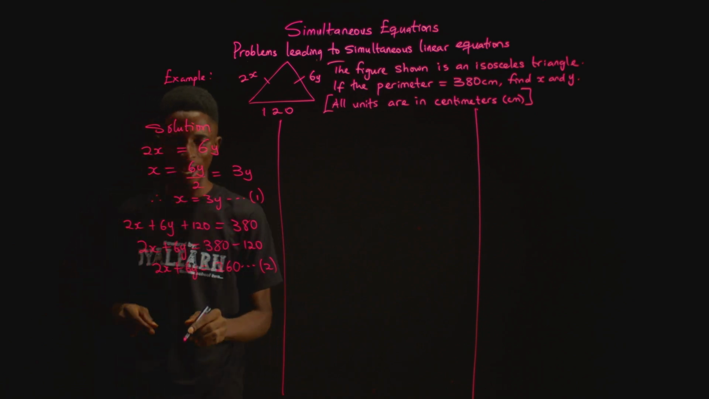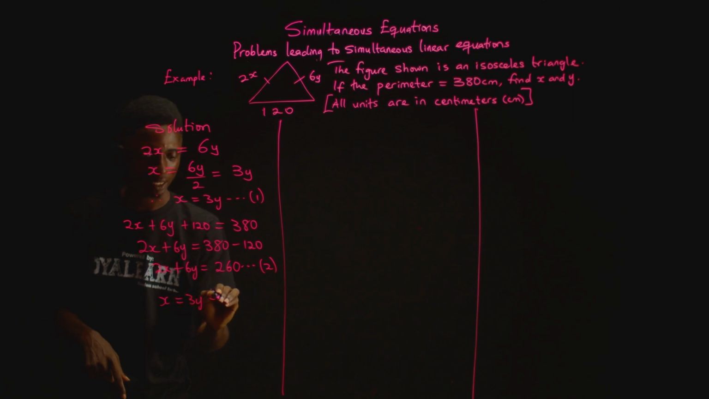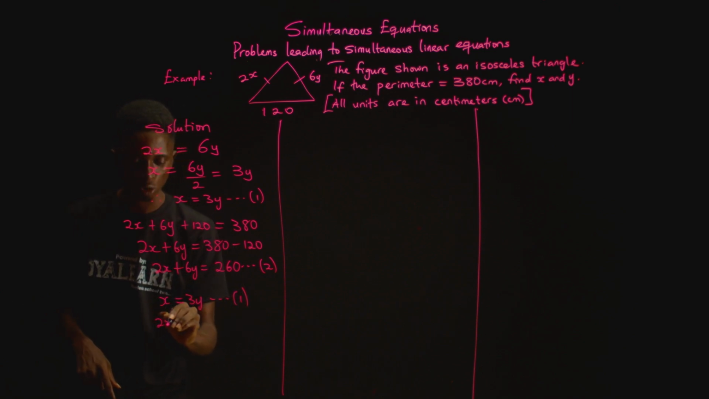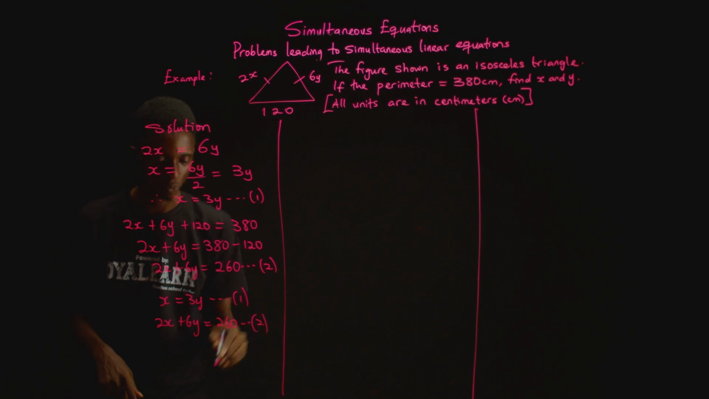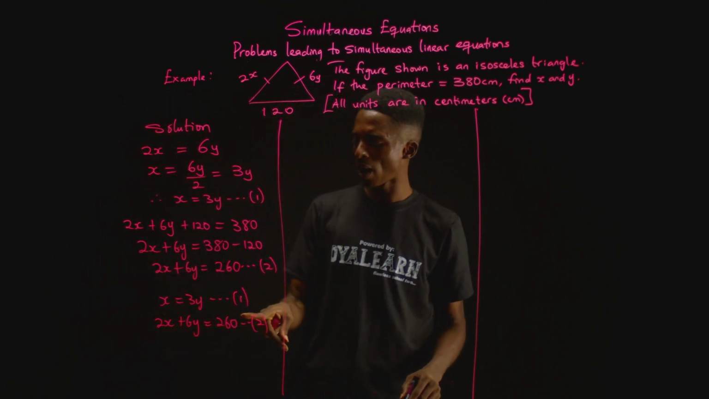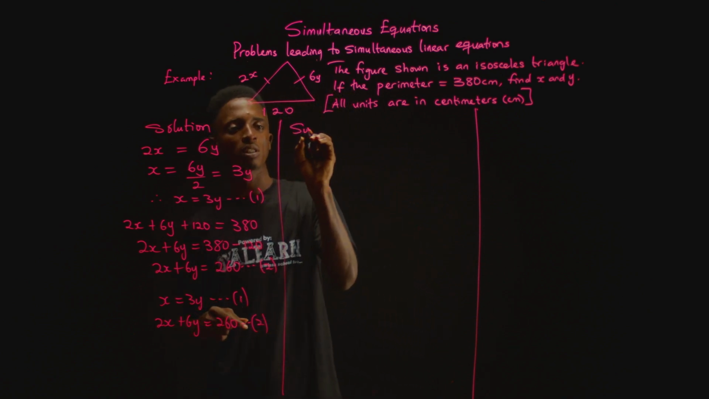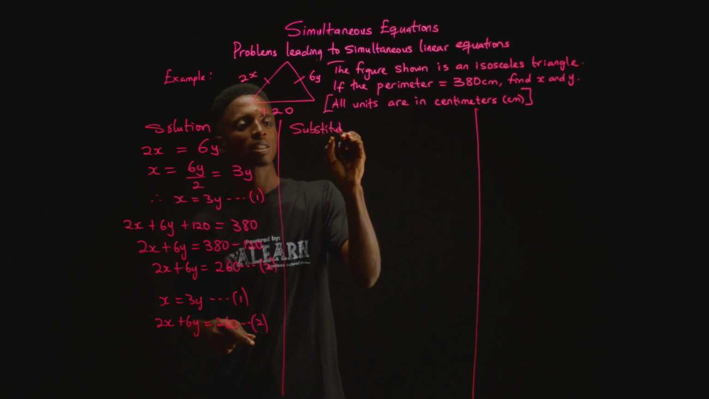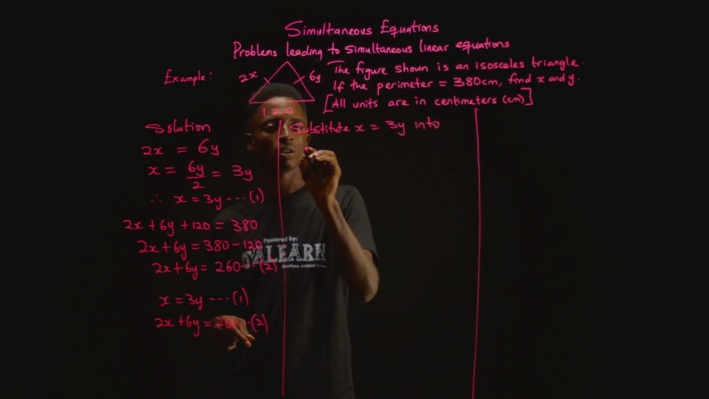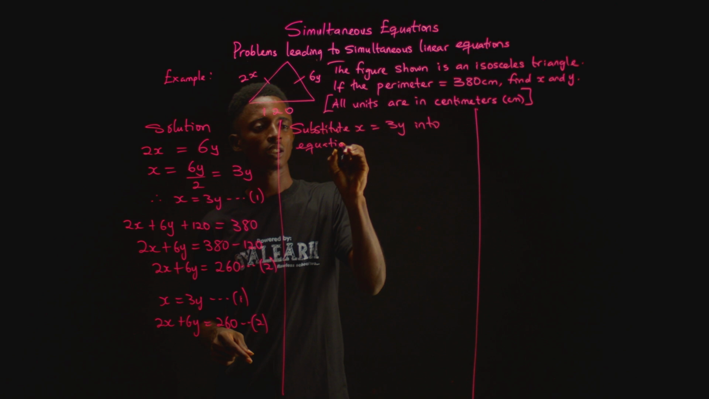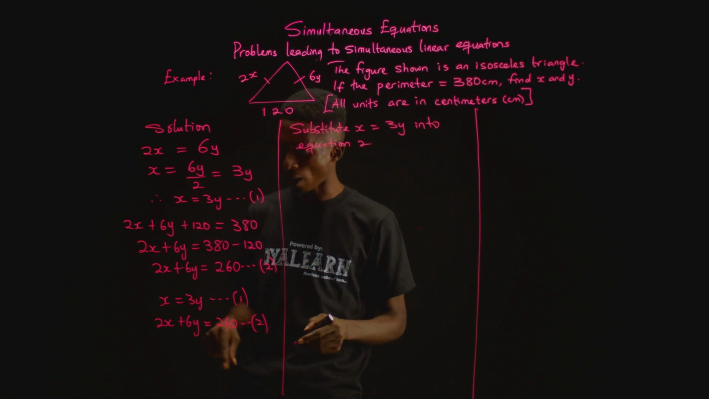Now let's put the equations together so we can solve simultaneously. We have x equals 3y, equation 1, and then 2x plus 6y equals 260 as equation 2. As seen here, in our equation 1, x is already the subject of the equation. Therefore, we will substitute x equals 3y into equation 2. That is, wherever we find x in equation 2, we'll replace it with 3y.